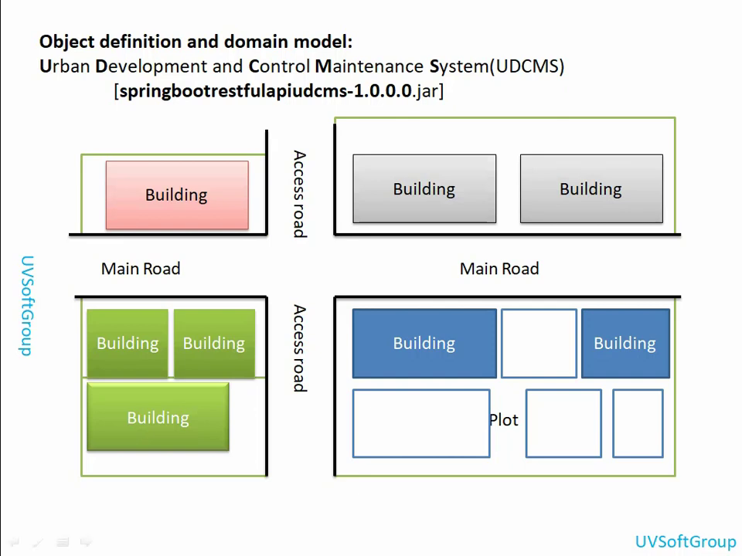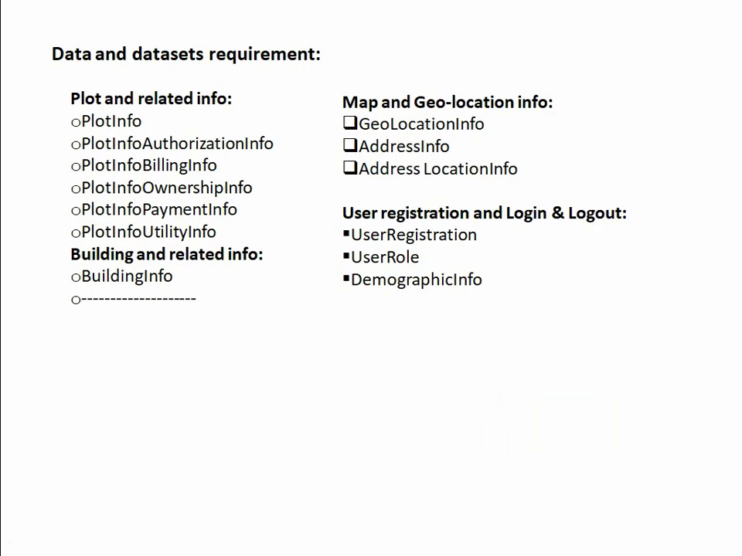That's why we try to make only the plot part, with the plot information, plus the supporting modules like payment, documents, billing, and invoices. This is our relevant domain model to implement the microservices, and then you get the idea of what we are thinking and how the microservice has to be done. So this is the relevant data and dataset requirement for the microservices. You see the details about the plot and plot information, plot authorization information, billing information, ownership information, payment information, and also plot utility information.